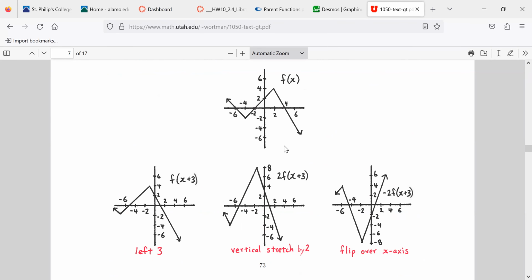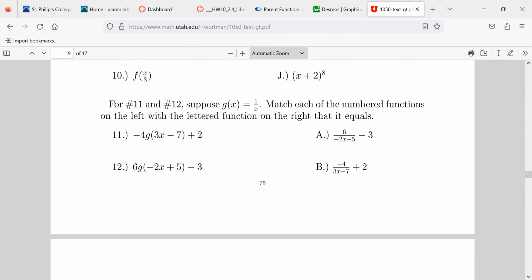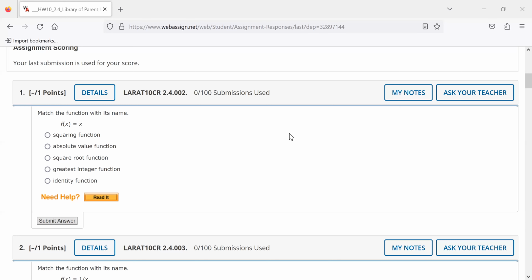So let's get to the homework. It's just a brief introduction. So let's look at our homework.